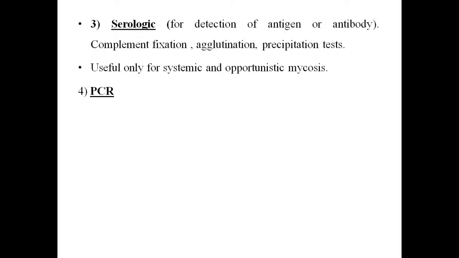Serological tests may be used for detection of antigen or antibodies, but they are useful only for systemic and opportunistic mycosis, when immune cells respond to the presence of the pathogen. In superficial mycosis, keratomycosis, dermatomycosis, fungal cells don't contact immune cells. That's why the immune response doesn't develop. So we can use the complement fixation test, agglutination test, and precipitation test for diagnosis of systemic or deep mycosis, opportunistic mycosis, and sometimes subcutaneous mycosis. Polymerase chain reaction also may be used.